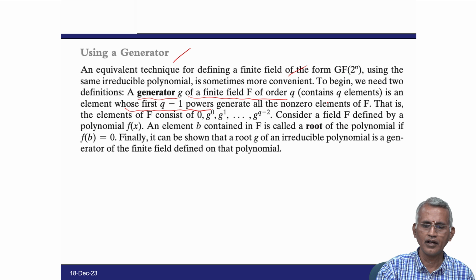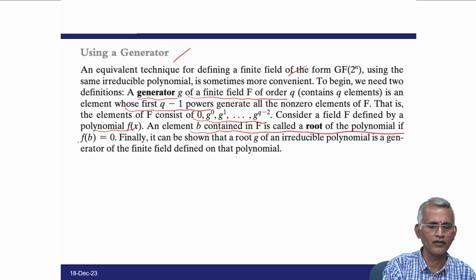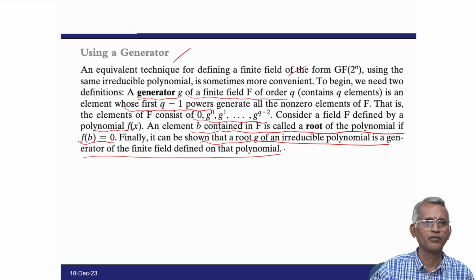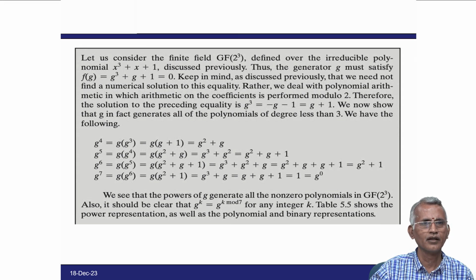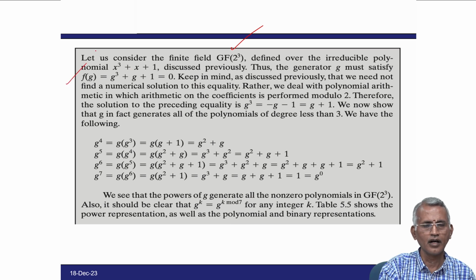That is, start from 0 to q minus 2. Consider the field f defined by the polynomial f(x), and an element b contained in f is called a root of the polynomial if f(b) equals 0. Finally, it can be shown that the root of an irreducible polynomial is a generator of the finite field defined on that polynomial. So, consider the finite field GF(2^3) over the irreducible polynomial x^3 + x + 1 discussed previously. Thus, the generator g must satisfy f(g) equals g^3 + g + 1.